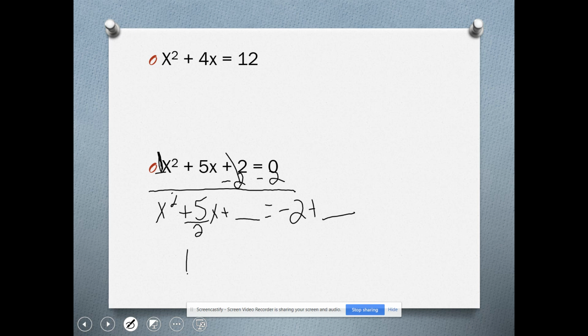Take half of the b term, which there isn't a perfect answer for. So remember, we leave that as a fraction. And when we square it, 5 squared is 25, and 2 squared is 4. So we are adding 25 fourths to both sides.